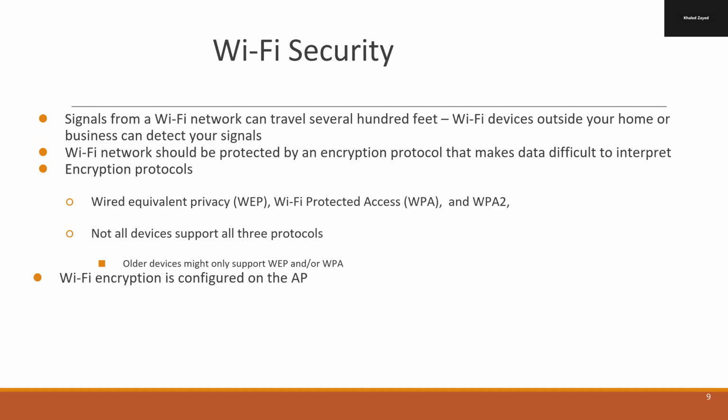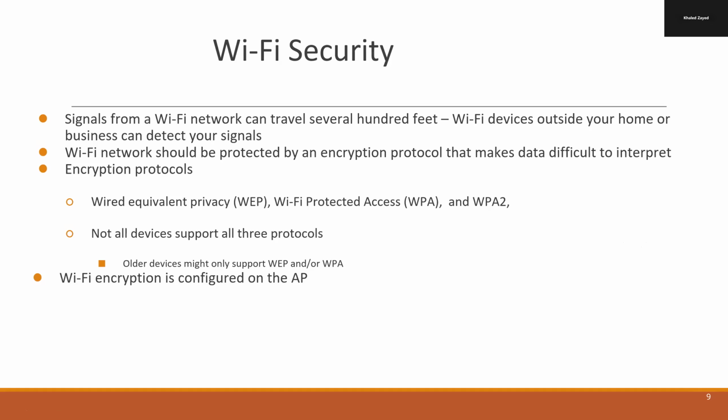include Wired Equivalent Privacy, or WEP, Wi-Fi Protected Access (WPA), and also WPA2. Now there is also WPA3 as well. Not all devices support all of these protocols. WEP is the weakest one and should not be used. If you have an older device, it is probably going to be running on WEP. And again, Wi-Fi encryption is configured on the access point itself.